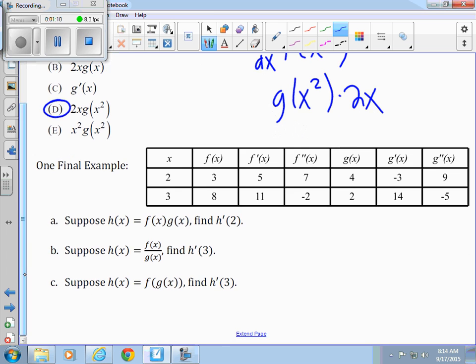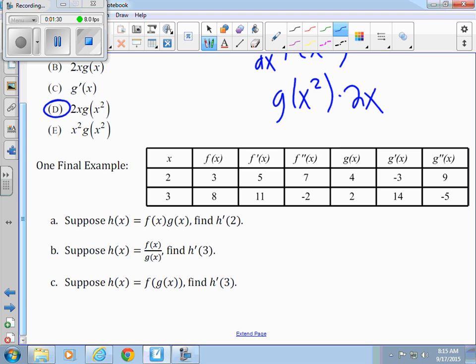Okay, this says one final example. I actually have one more. I have another slide. So suppose h of x, so the table problems. You know the table problems, you're probably wanting to see how to do those. We've done them a little bit with product and quotient. The first two are actually product and quotient.